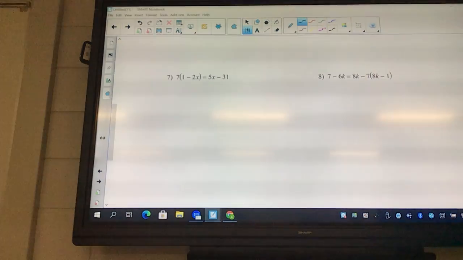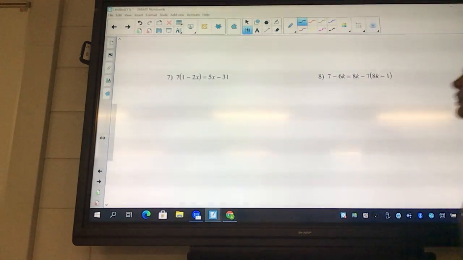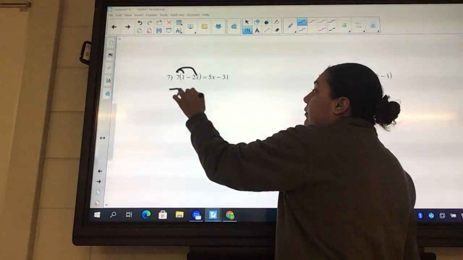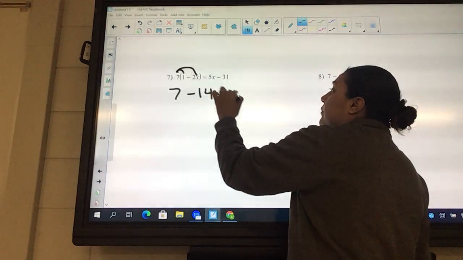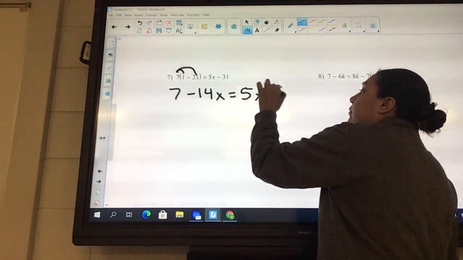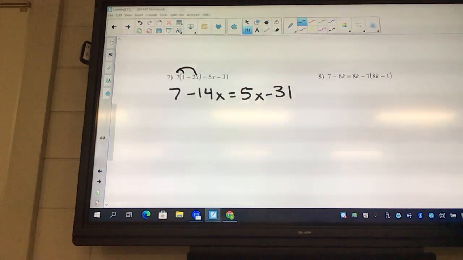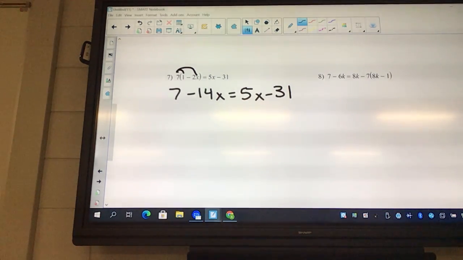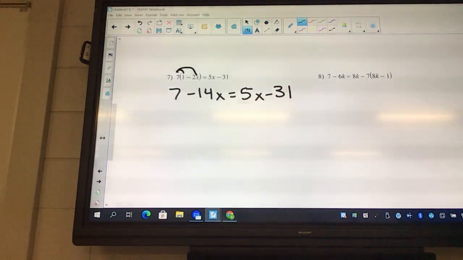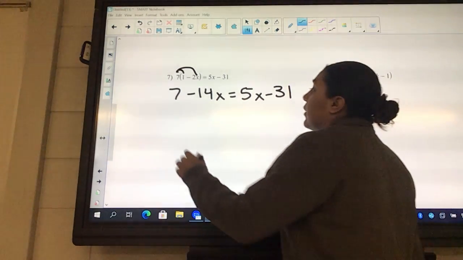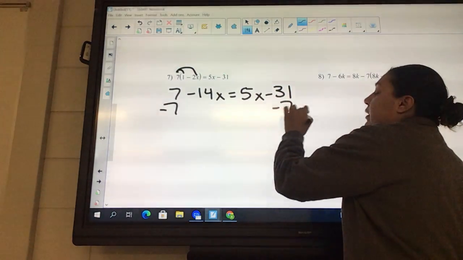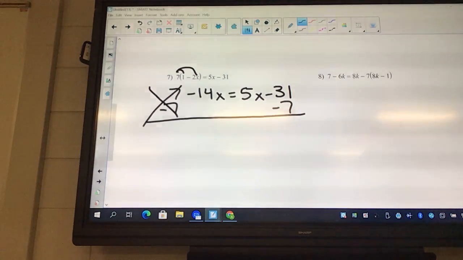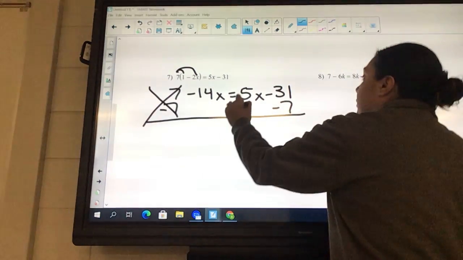Okay, 7. What do we have to do first? 7 times 1 is going to be 7. 7 times -2, -14x. What needs to move first? We're going to say -7, -7. It doesn't matter what we move first, but what else needs moved? The 5x needs moved.